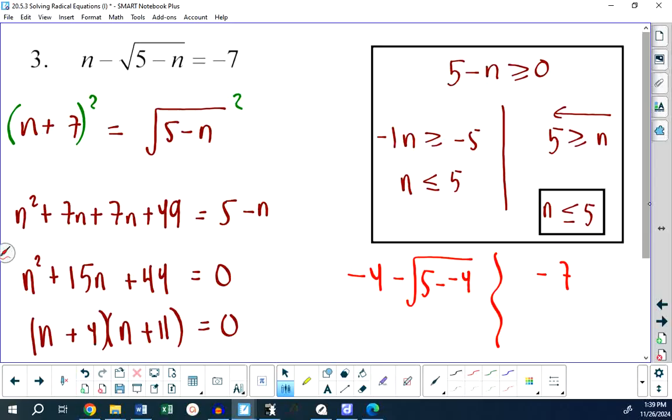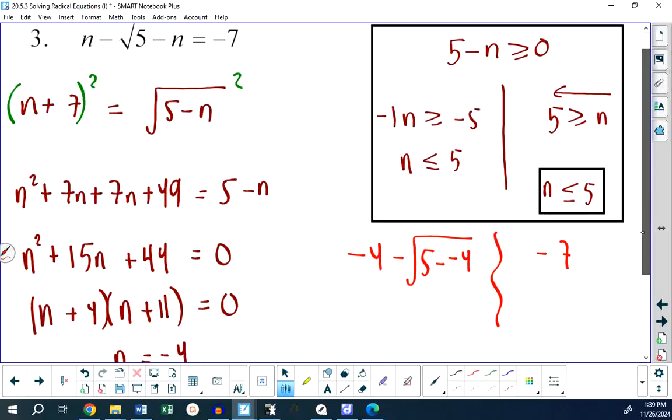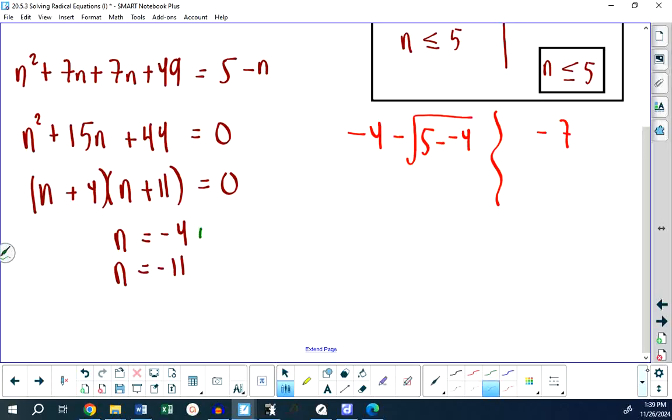Five minus -4 is 9. Root 9 is 3. -4 minus 3 is -7. It checks out, jackpot. So we can go ahead and commit ourselves to -4 being a solution.